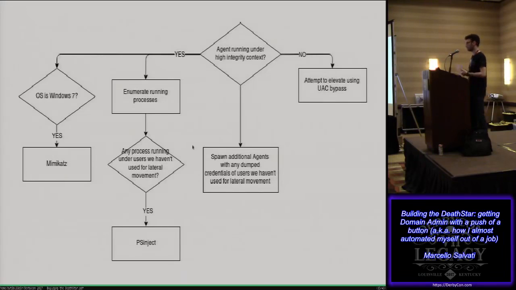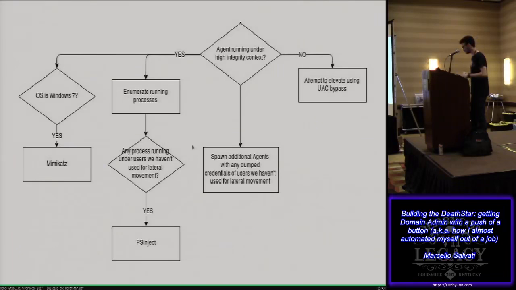We then start seeing if any of the agents that we got back from the lateral movement and any other techniques that we run are running in a high integrity context. So that means we're local administrator on the machine. If we are local administrator on the machine, we start enumerating the running processes. And if there are any processes that are running as different users, we inject into those processes using PS inject. This is a really handy way to inject into a process and start using that user's security context to see if that user has local admin access on other machines.